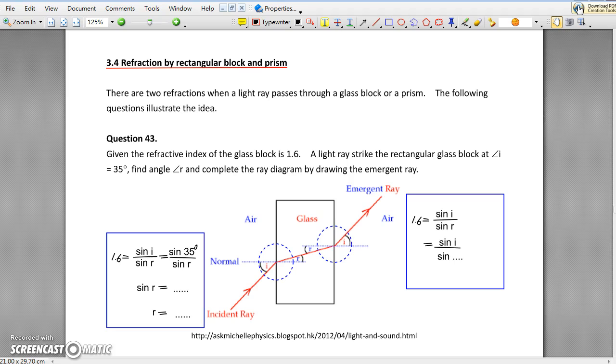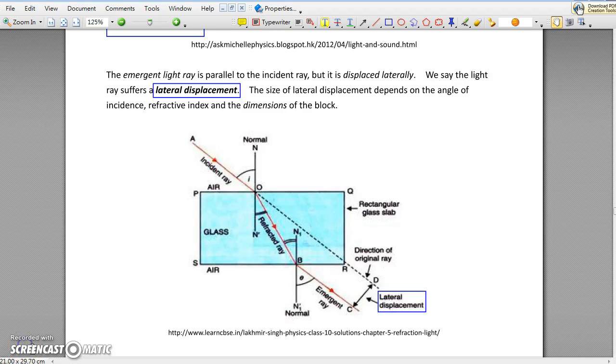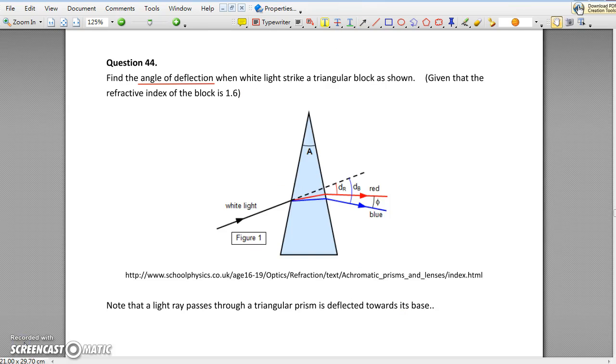So this calculation just wants to tell you that the incident ray and finally the emergent ray will be parallel to each other. And if they are parallel, but the light ray moves sideways, then we say the light ray has a lateral displacement. That means it moves to one side. On the other hand, for a prism, the light ray bends towards the base. It will turn closer to the base. Compared with the original direction, the light ray is deflected, and this is called the angle of deflection.